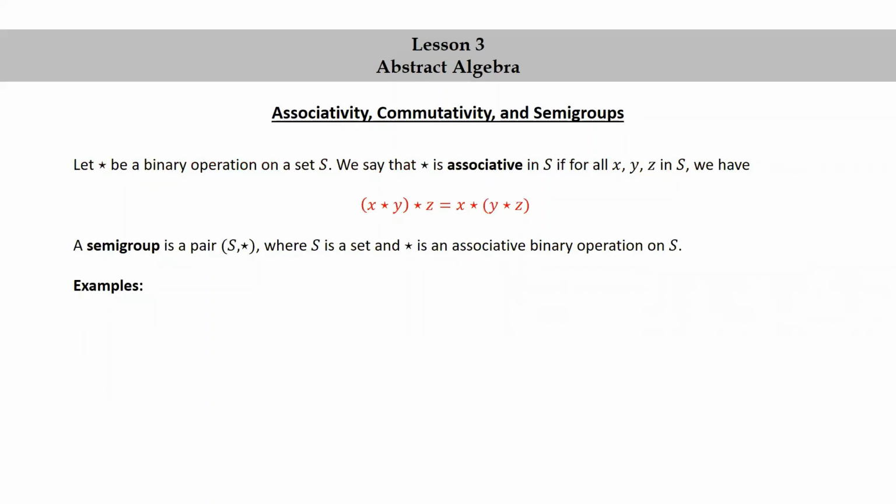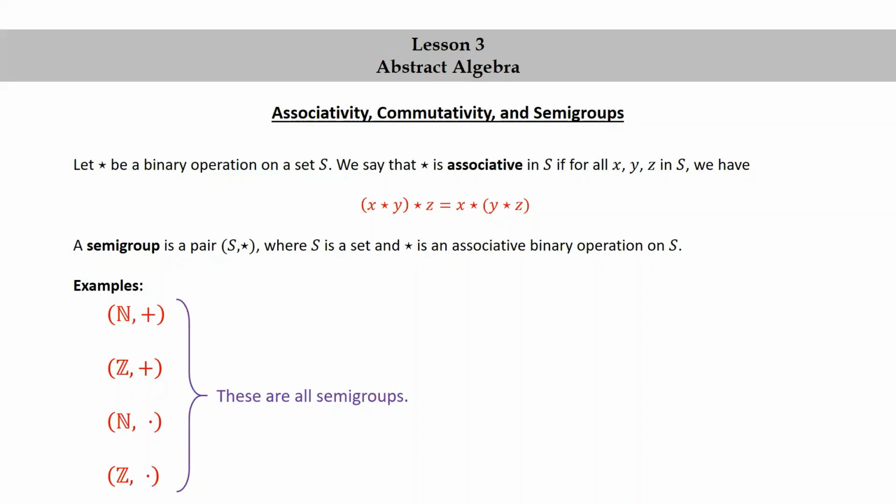Let's look at some more examples. The set of natural numbers together with addition, the set of integers together with addition, the set of natural numbers together with multiplication, the set of integers together with multiplication. These are all semigroups. Addition and multiplication are both associative in the set of natural numbers and in the set of integers.